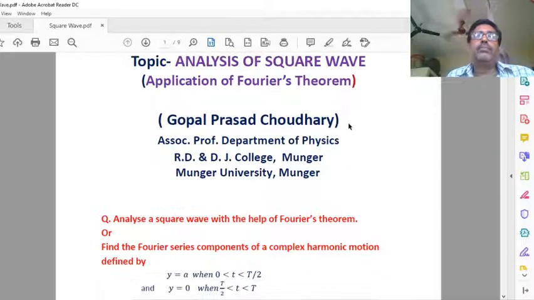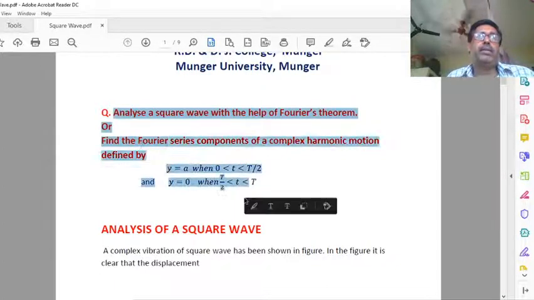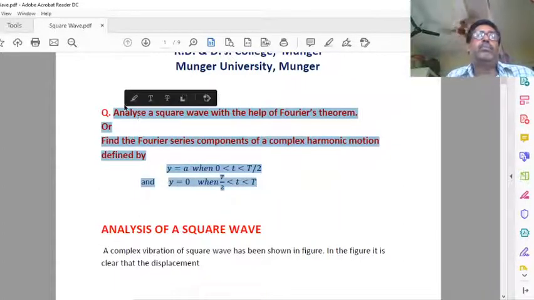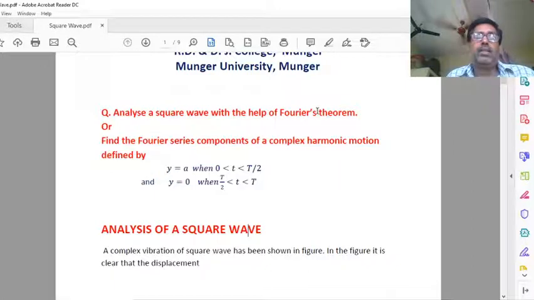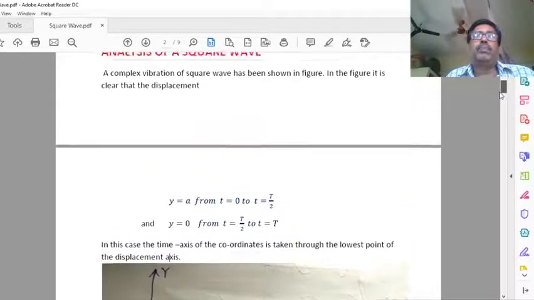First of all, see the pattern of question which is asked in the examination. This is the pattern of question. It will help you to understand what type of question is asked in the examination. Okay. Now we are going to start today's topic.